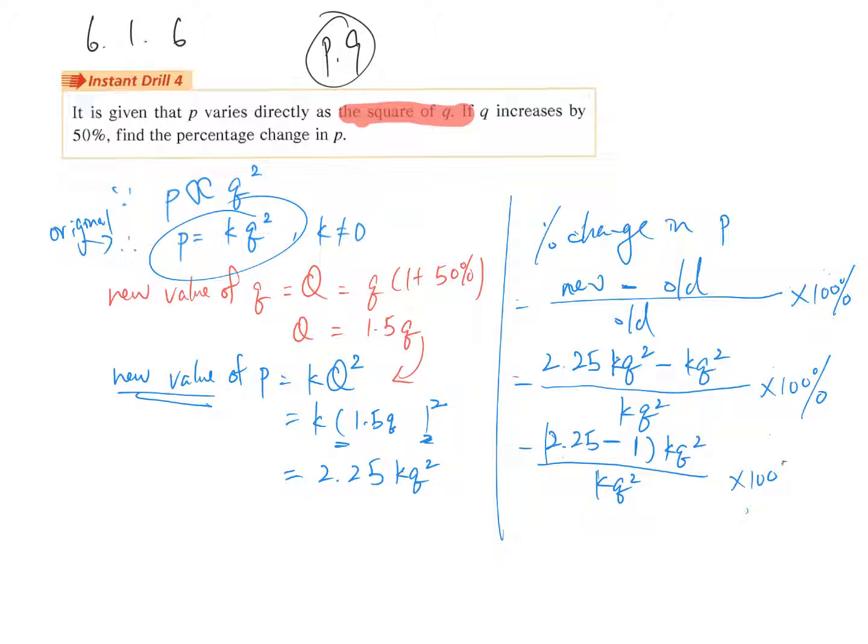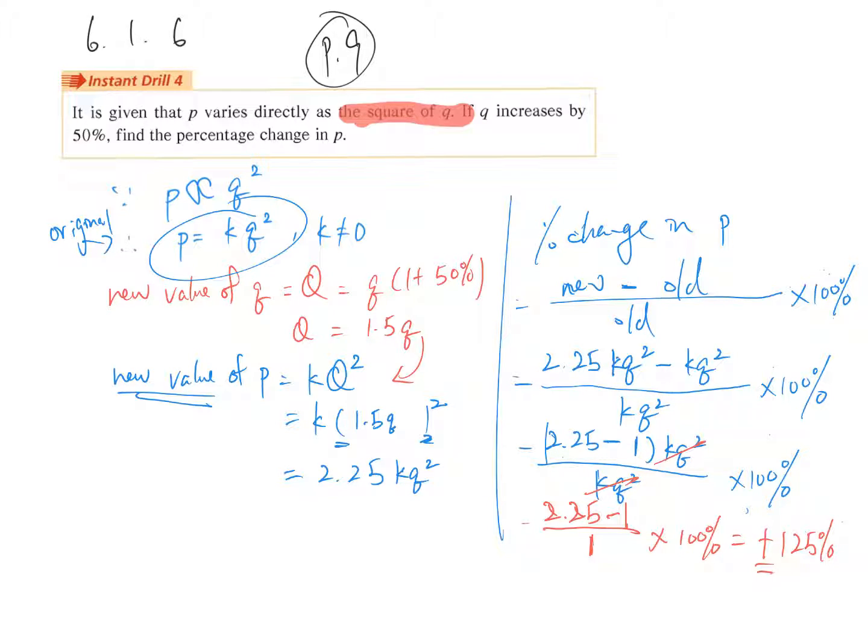Now perhaps every one of you can see why I would like to factorize it out, because now the kq squared is completely cancelled by each other. So altogether, what is left in the expression is 2.25 minus 1 divided by 1 times 100%. After your calculation, it should be a positive 125% for this question. Remember to show positive or negative to indicate whether it is an increase or decrease.